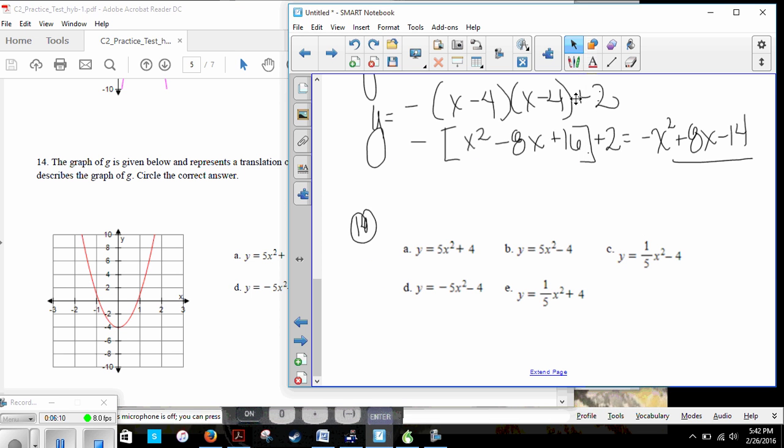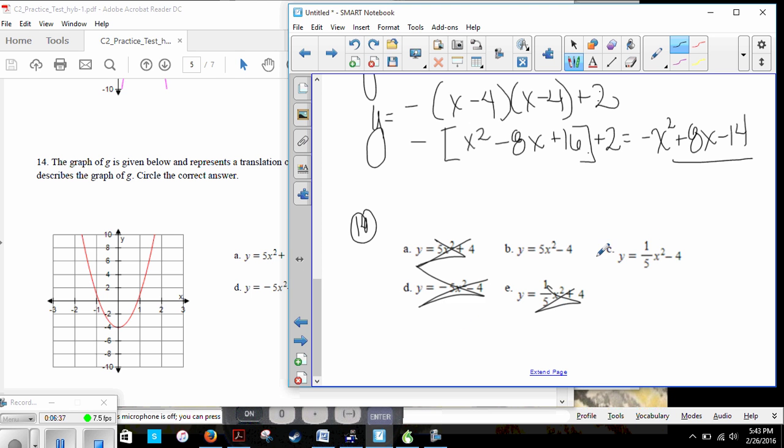So if I come to my options, it can't be anything with a plus 4. So I have a couple here that don't have a plus 4. I got a 1/5 x squared minus 4, a 5x squared minus 4, and then I had this negative 5x squared. Well, it can't be negative because it's opening up. So I'm between 5x squared and a 1/5.